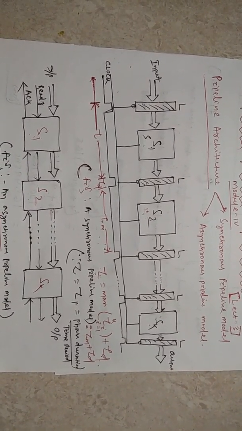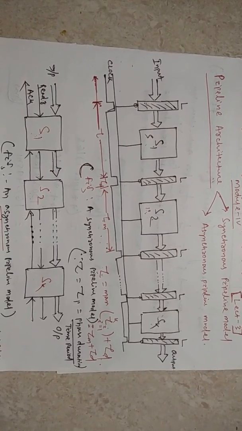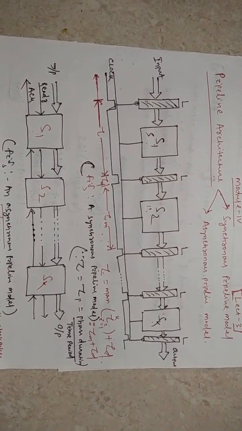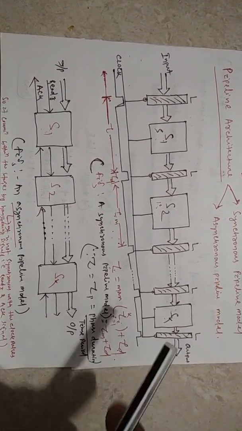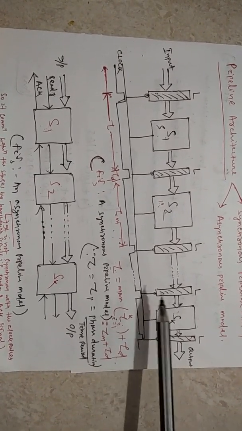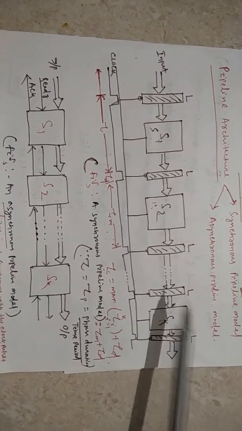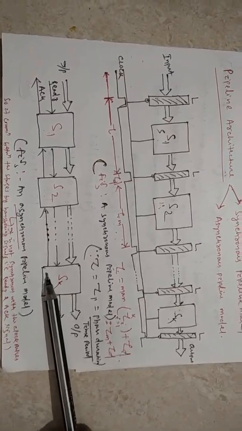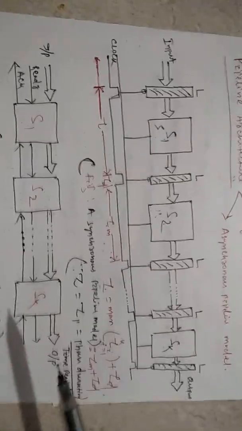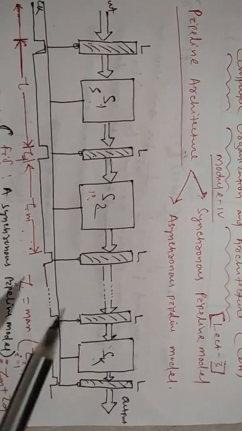In handshaking, there are two types of signals. One is the ready signal, and the other is the acknowledgement signal. So these are the diagrams of the synchronous pipeline model and the asynchronous pipeline model. Let's go through the details with the help of the diagrams. So come to here.